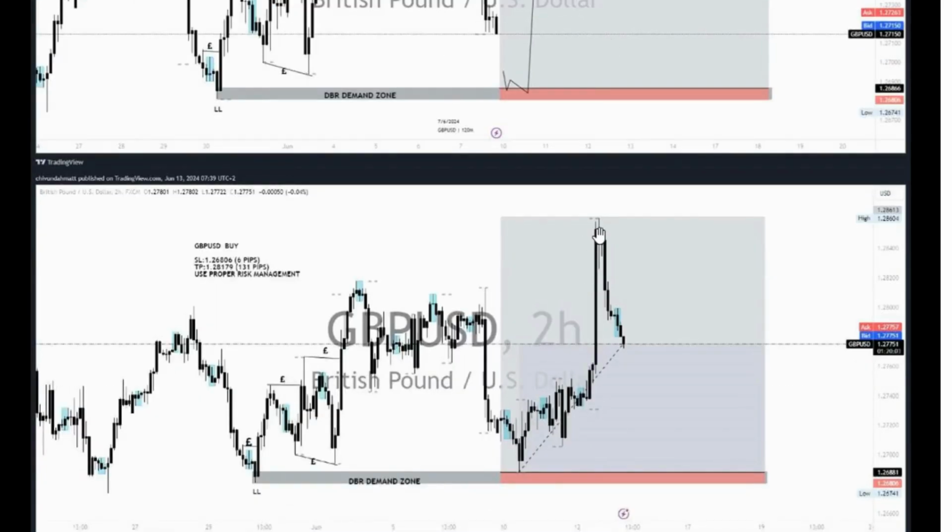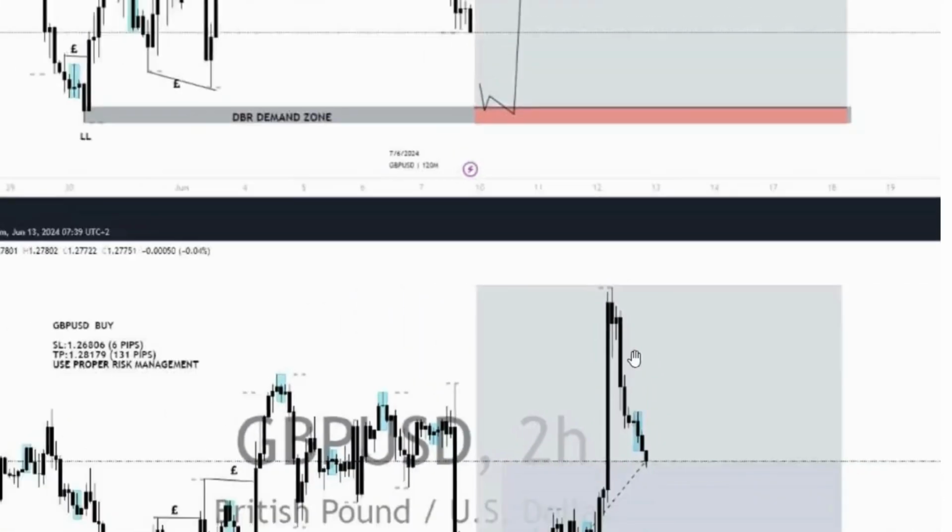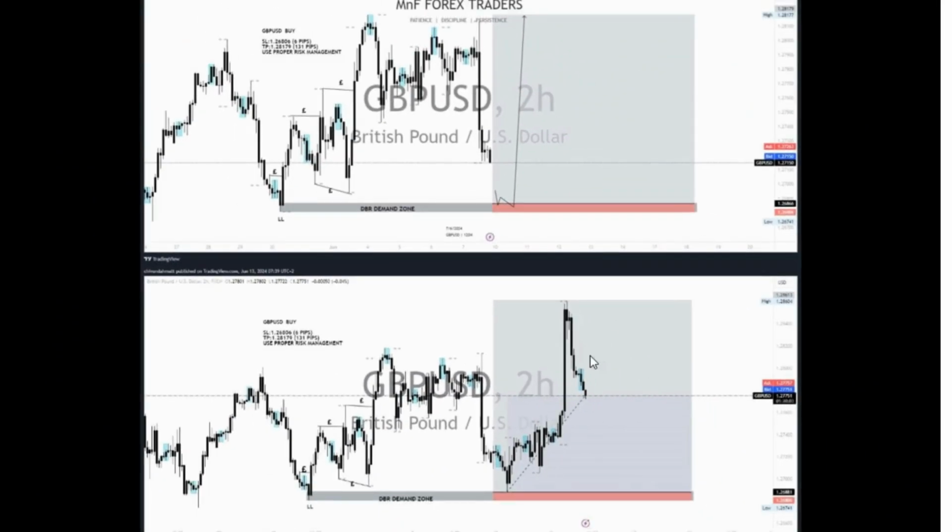Look at that. The market took out the Asian session to the downside, and then guess what? The market beautifully went all the way to our take profit, and our take profit timing was beautiful. You can see that the market just came there and then dropped like crazy. It was a beautiful trade, guys.